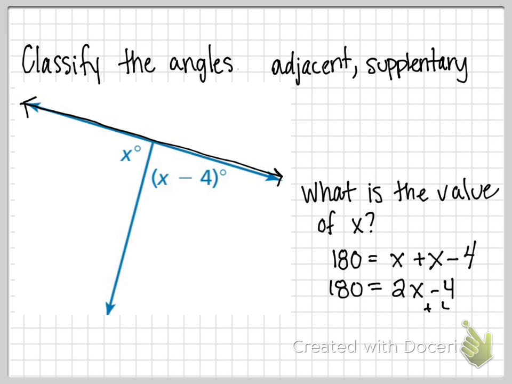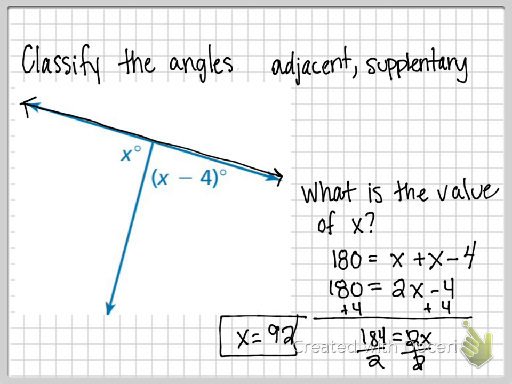Okay, then I gotta follow my rules of equations. 184 equals 2X. And then to get X by itself, I do the inverse of multiplication, which is to divide by 2 on both sides. What's X equal? 92. Good. 184 divided by 2 is 92. So use the fact that you know that they add to equal 180, or if they're complementary, they add to equal 90, to write an equation and then solve for X.